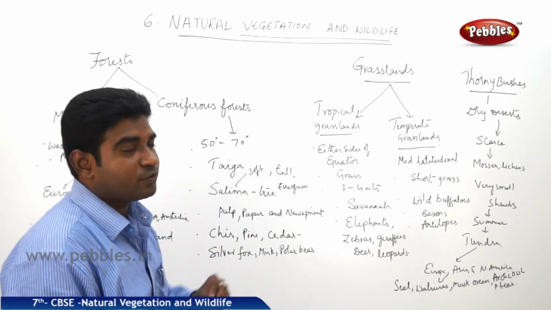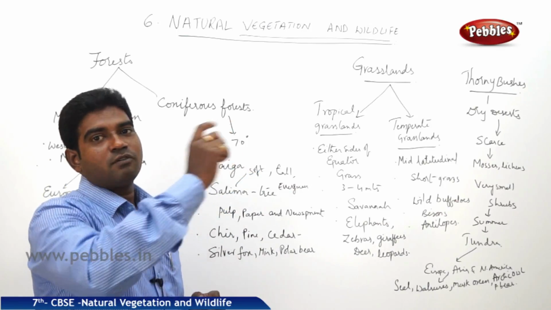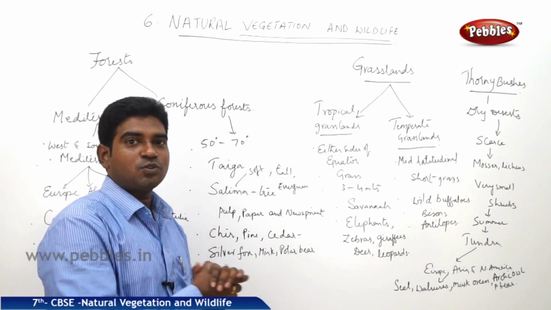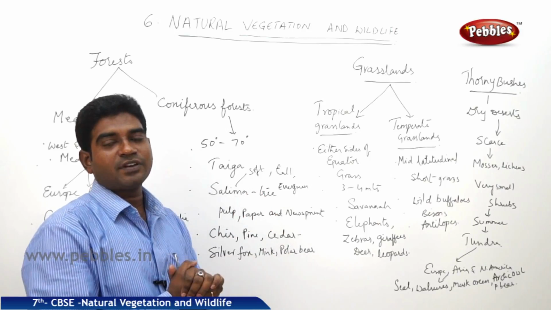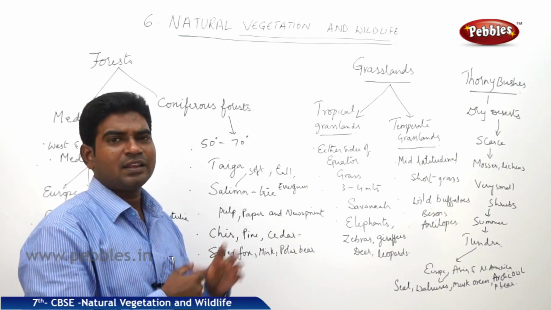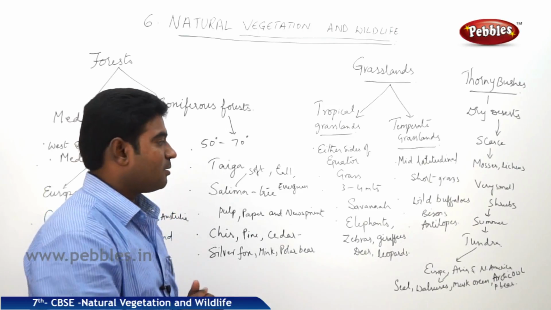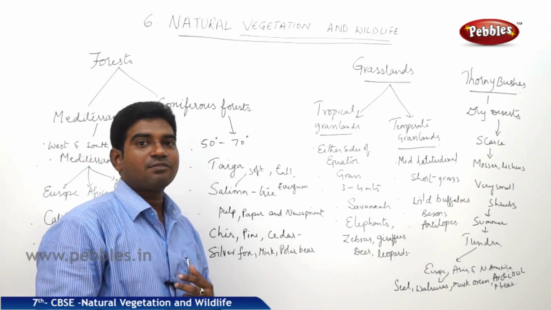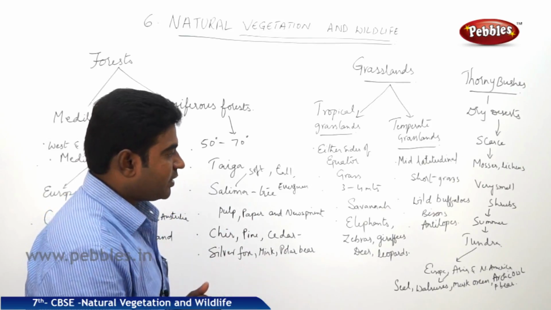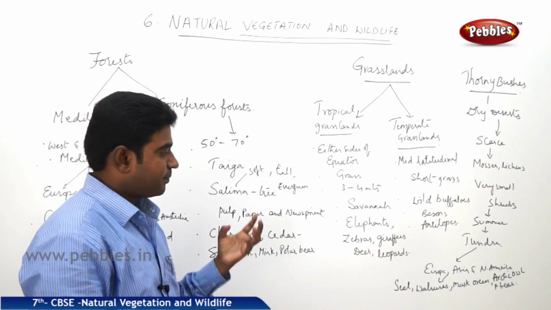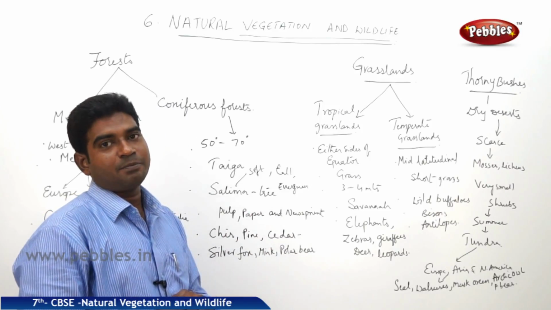Here the grass grows very tall, 3 meters to 4 meters in the tropical grassland regions. It is sometimes known as savannas in Africa, pampas in South America, like that. It has different names in different continents and places. What are the animals that are found here? The animals that are found here are the elephants, zebras, giraffes, deer and leopards.